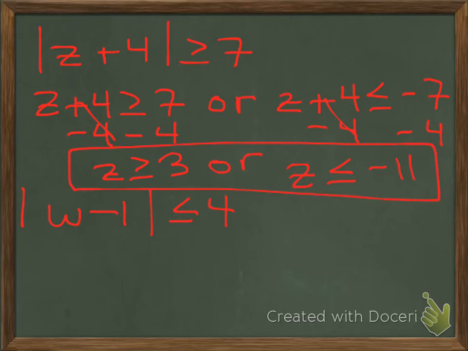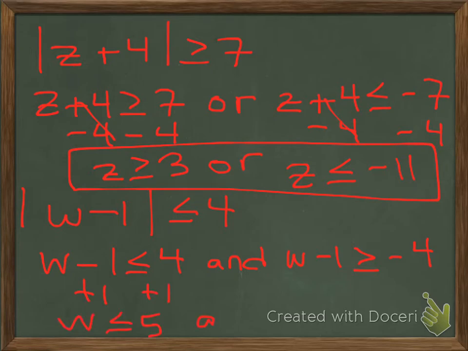The next one is a less than symbol, an absolute value. That's going to tell us that it's an and. So again, we set up the first side the exact same way, but we put an and in between, and we get w minus 1 again is greater than or equal to negative 4, so flip the symbol and make it negative, and then solve both. W is less than or equal to 5, and w is greater than or equal to negative 3.